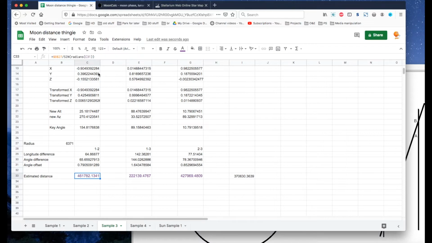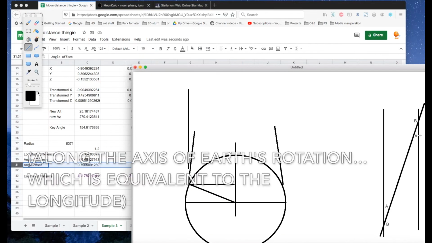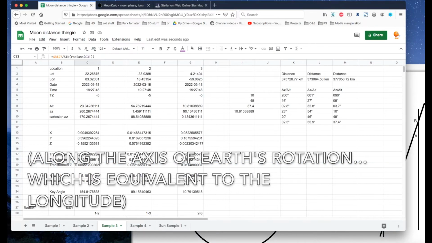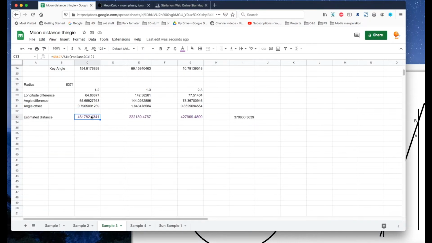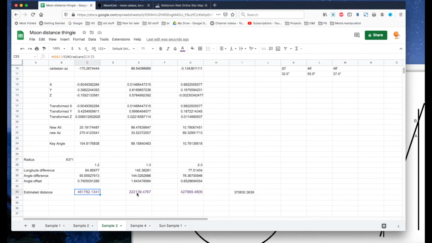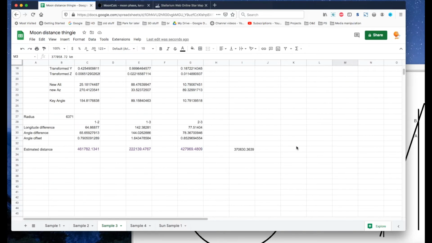And finally, the estimated distance is the same kind of calculation that I did before. So the main goal here was to calculate that angle offset A. That was the angle that I'm interested in. And from there, with a known radius of 6,371 kilometers, I was able to estimate the distance to the Earth. Calculated for one, calculated for the second, and calculated for the third. And finally, I averaged all three, and I got an average of 370,630, which is pretty close to the distance given here at 375,000 kilometers.